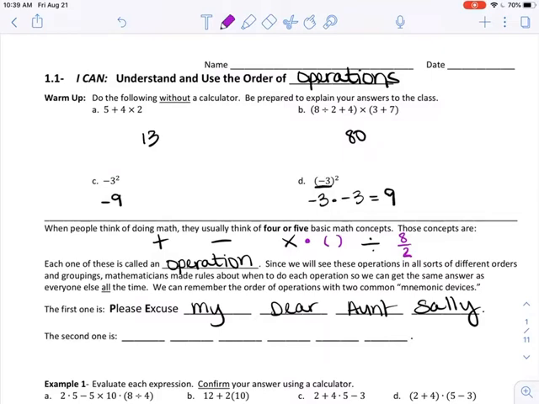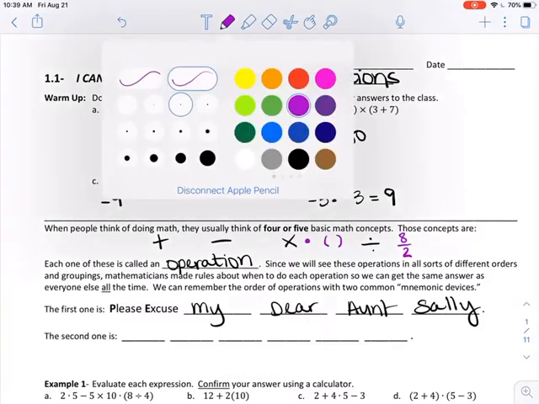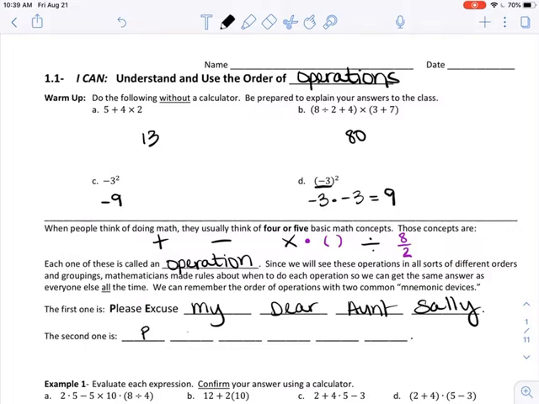Each one of these is called an operation, and mathematicians have come up with a way to always do these operations in a certain order so we all get the same answer. We can remember these with some mnemonic or memory devices. The first is "Please excuse my dear Aunt Sally," or you can just shorten it into just the letters P-E-M-D-A-S, or PEMDAS. The P stands for parentheses. We should always do the things that are in parentheses first.